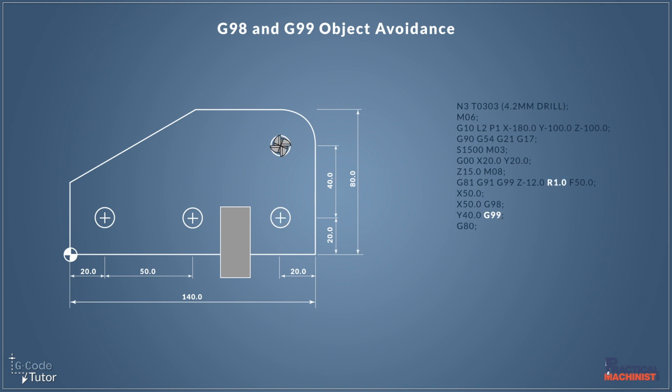Or by adding G99, we can tell it to go to the rapid distance we set within the drilling cycle line, the G81 line here in this case. So by adding G99, we can tell it to use the rapid distance that we've set on that line. Now this is a rapid distance above our datum, or surface of our part in this case. So our 1 millimeter would wrap it up 1 millimeter above the part.